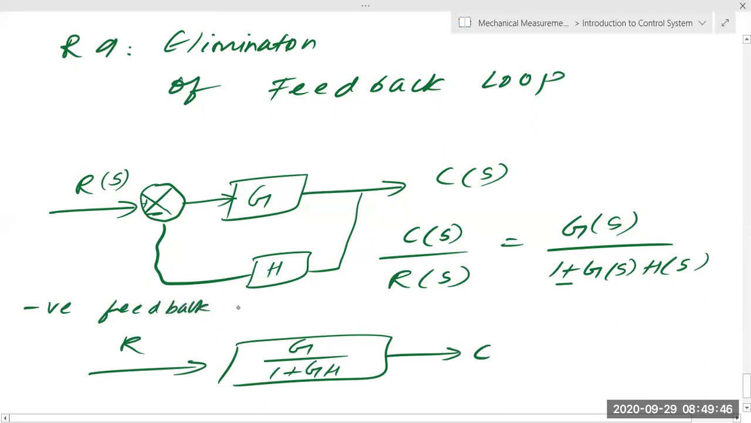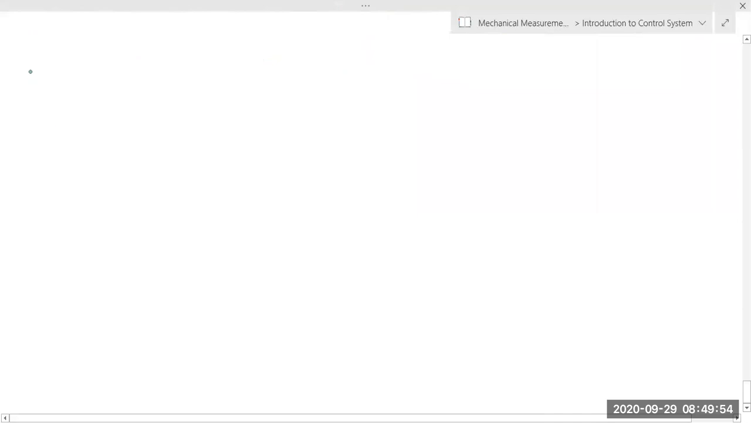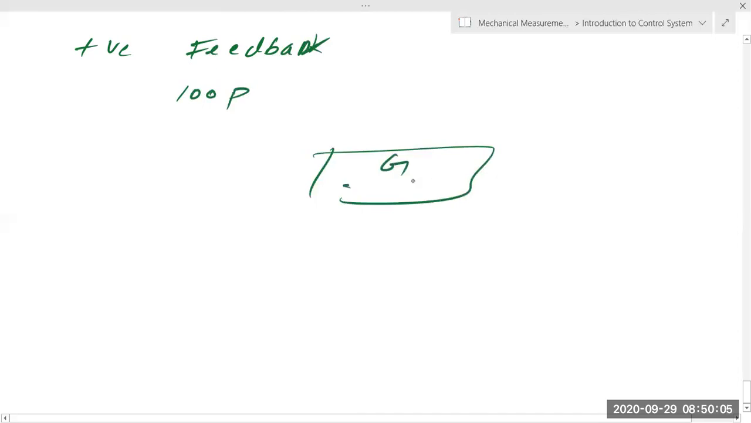And we are again reducing the blocks. There were two blocks, we have reduced it to a single block, for a negative feedback loop. And for a positive feedback loop, it will again be G upon 1 minus G into H. This will be C, this will be R.